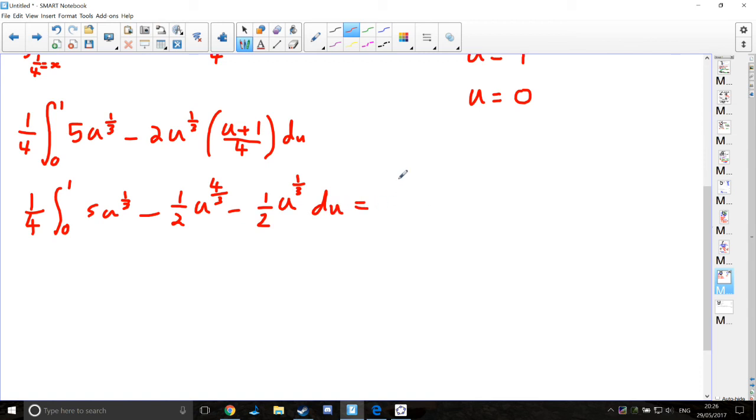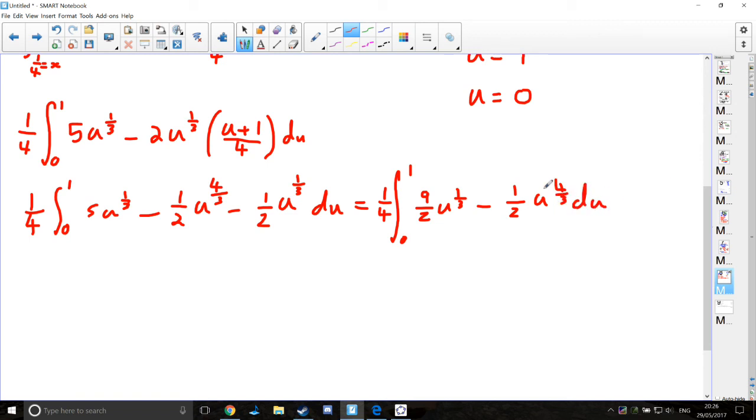which is the same thing as the integral from 0 to 1 of 5u to the third minus half u to the third, that's 9 over 2, let's not forget this quarter, 9 over 2 because 5 take away half, u to the third minus a half u to the 4 over 3 du.